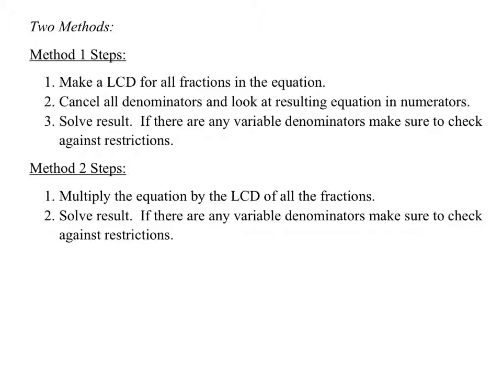So the first method, if you want to try it, you get an LCD for every single fraction, make them all the same, and then just cancel them all out, all at once. It's like multiplying through by that LCD. The other day we chose method 2. Okay? So we could try both if you want. So let's look at the example here.